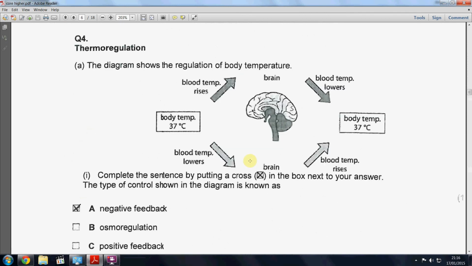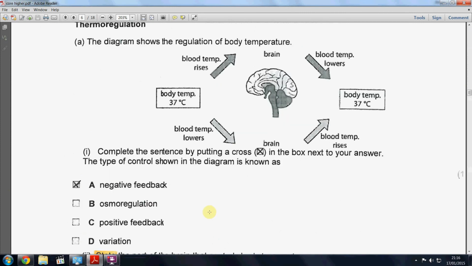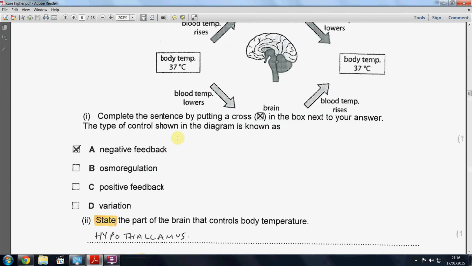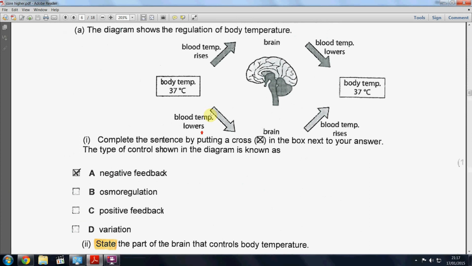Okay, question 4, thermoregulation. We've got a flow diagram to show thermoregulation taking place. We've got to complete a sentence. The type of control shown in the diagram is any of these control systems where when something increases back to normal and it switches off a process, and the process would be if the body was too hot it could be sweating, for example, then that's known as negative feedback. And again, it's just one of those that you have to know.